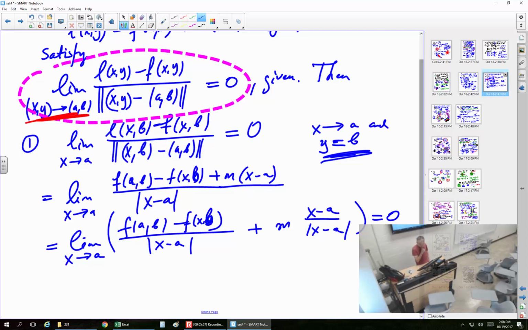What am I concluding here? I am concluding then that m is equal to the limit of f of (a,b) minus f of (x,b). Yeah, that's actually the wrong way. So it will be a minus x over here, and x goes to a.